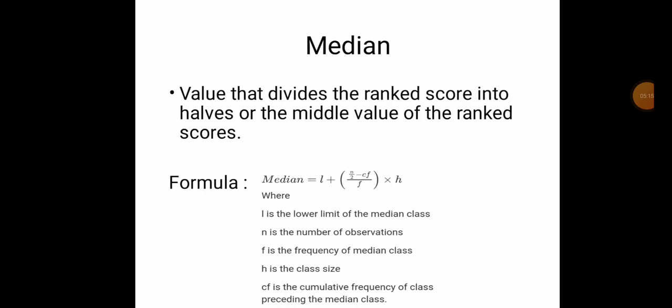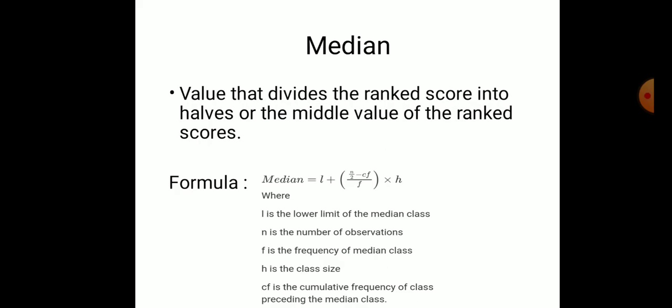Next is the median. The median is the value that divides the ranked scores into halves, or the middle value of the ranked scores. The median is the middle value in a distribution when the values are arranged in ascending or descending order. Ascending is from lowest to highest, and descending is from highest to lowest. In getting the median, we must first arrange them in either ascending or descending order.